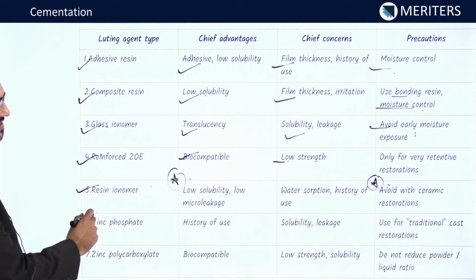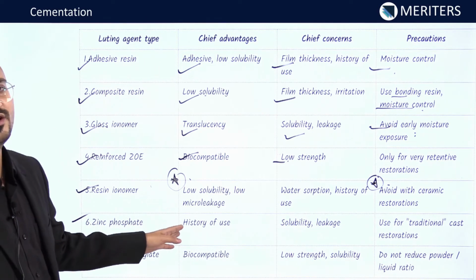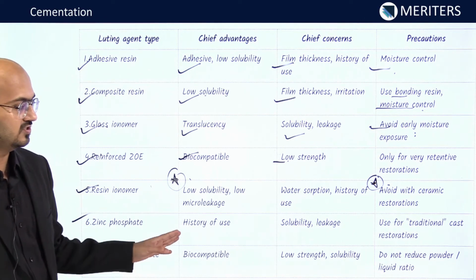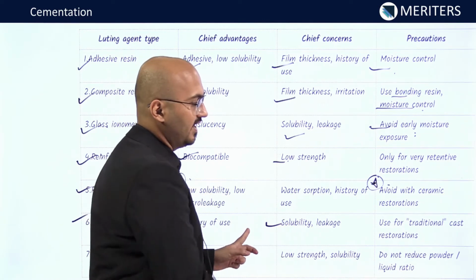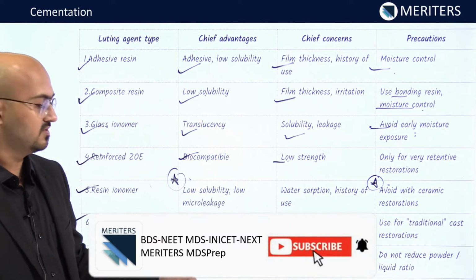Then comes zinc phosphate, which is the gold standard. It has been historically used for most cast metal restorations, but there is a small problem with that, that is solubility and microleakage, and it is used for traditional cast restorations.